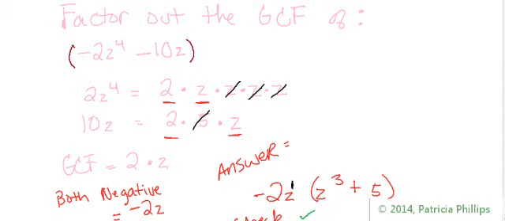And basically, at the very bottom where you see it says check, that's what it means to check. When you think you have the right information on the inside of these brackets, always multiply. Distribute that greatest common factor to all the terms on the inside, just to make sure that you've done it correctly. And that's about it.